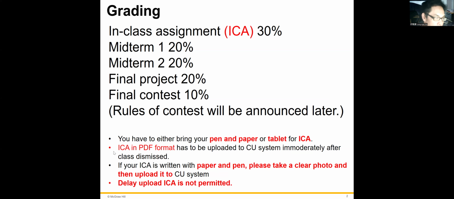Basically, you have to bring any tablet, iPad, or anything, so at least you can do your in-class assignment, and then you have to upload the PDF file to our education system. Delayed upload is not permitted.